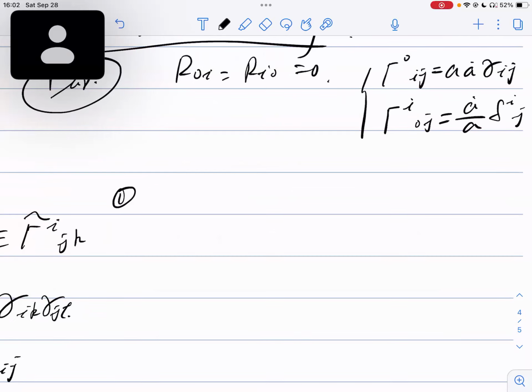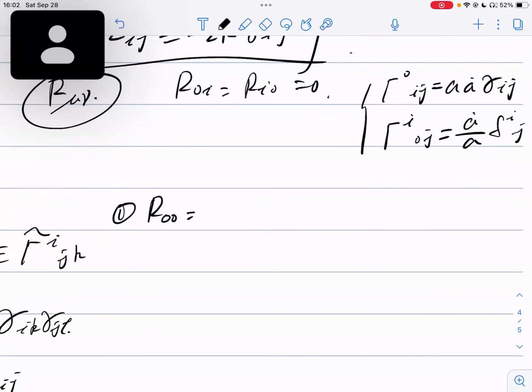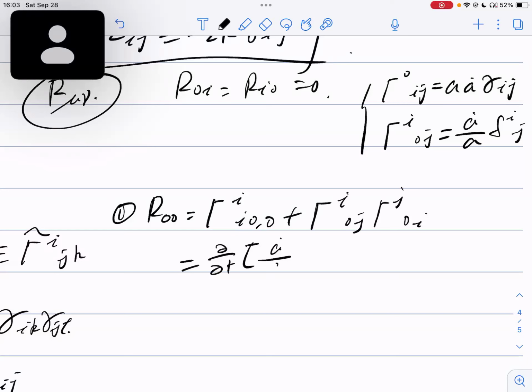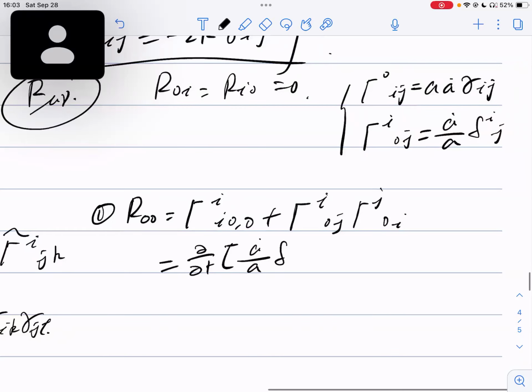First, the time component R00, the gamma i0j gamma j0i term. The only terms which will not vanish equal partial t of a dot over a delta ii. Notice that it will give you a factor 3 because of the summation.